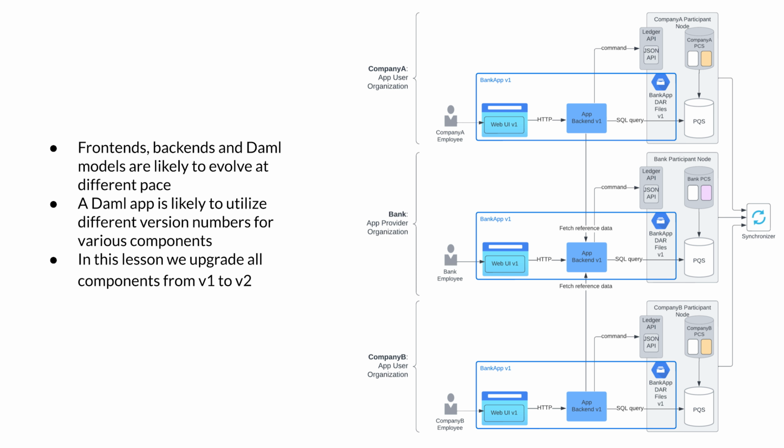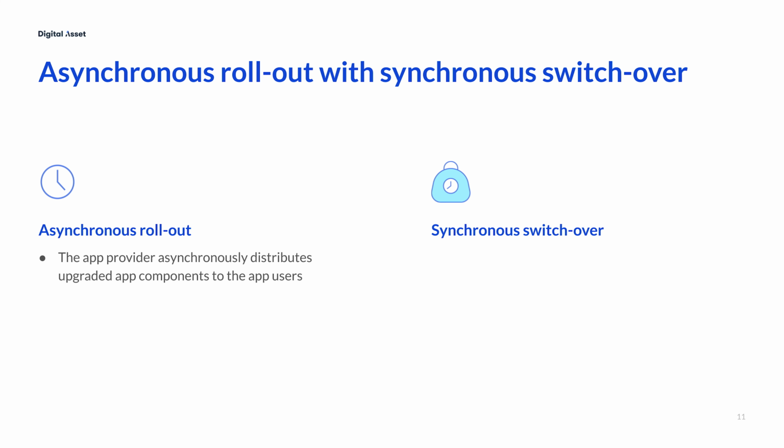For simplicity in this lesson, we're going to refer to the version number of all components of a currently deployed and operational Daml app as version 1 and all components of a new version of the app as version 2. The recommended high-level approach for upgrading Daml apps can be described as an asynchronous rollout with a synchronous switchover. Once the app provider has implemented and tested the app components version 2, the app provider makes the version 2 components available to app users.